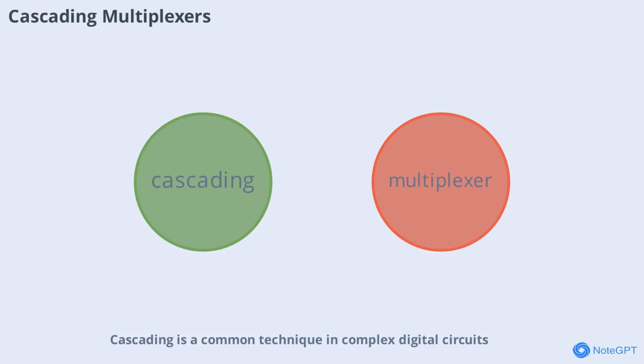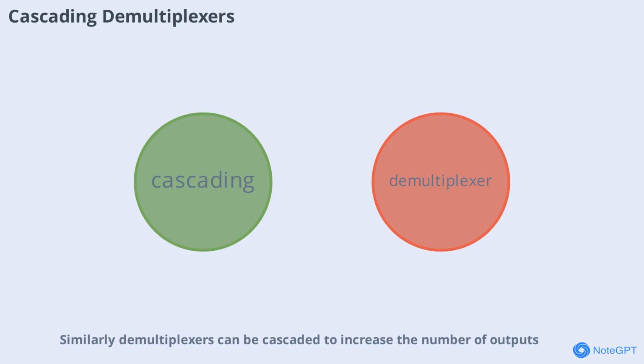Cascading is a common technique in complex digital circuits. Similarly, demultiplexers can be cascaded to increase the number of outputs. By connecting multiple DEMUX devices, you can distribute data to a larger number of destinations. This approach is useful in large-scale systems where many outputs are required.